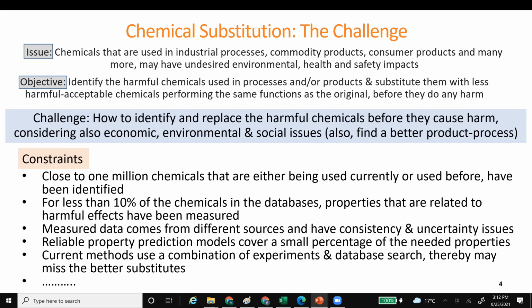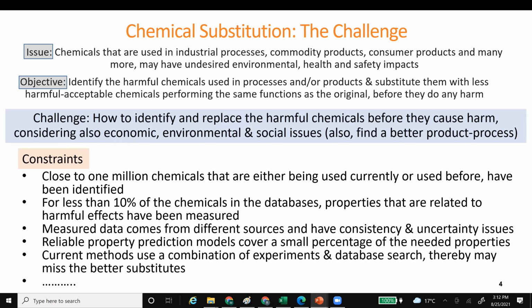So measured data comes from different sources also and has consistency and uncertainty issues. I think definitely also with respect to LCA and others, there are different databases and also different sources of databases and locations that can raise questions on uncertainty and consistency. And then because there is not enough data, we need property prediction models. And those that are reliable cover a small percentage of the needed properties and also the application range with respect to molecules.